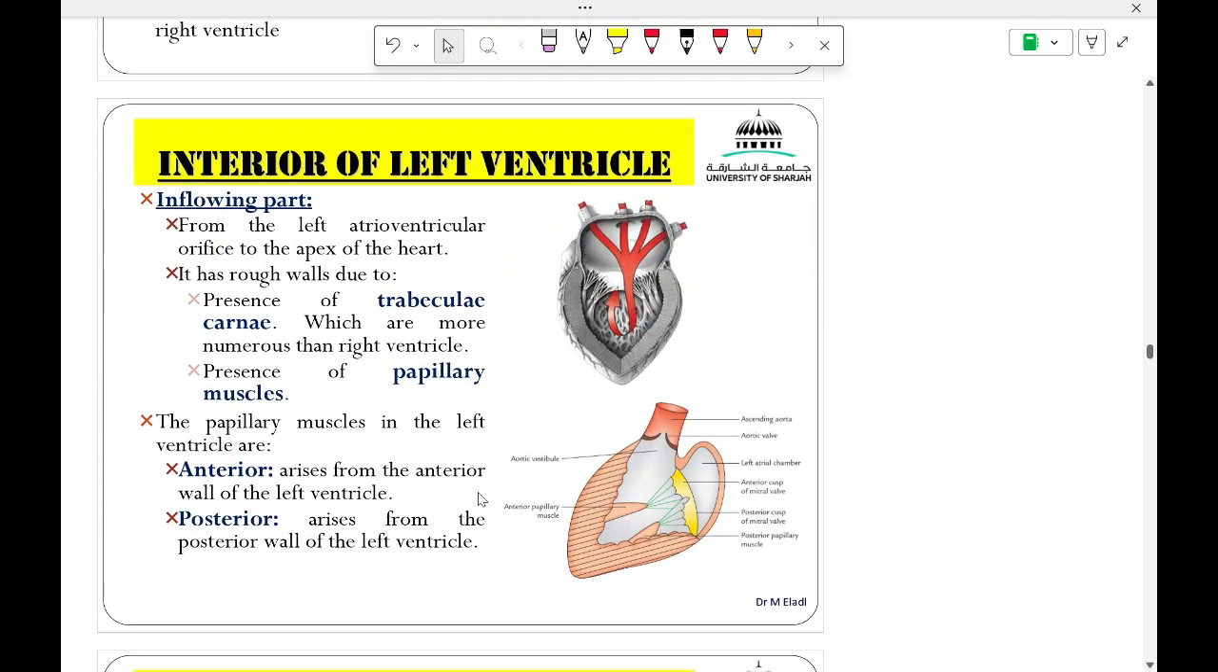Now, just like the right ventricle, it's going to have a rough inflowing part, which is due to the presence of trabeculae carneae and the papillary muscles. And one thing that you have to note here is that the trabeculae carneae are more numerous than those in the right ventricle. And here we only have anterior and posterior papillary muscles, essentially because the left ventricle is connected to the left atrium only by the two-cusped or bicuspid valve or mitral valve, okay?